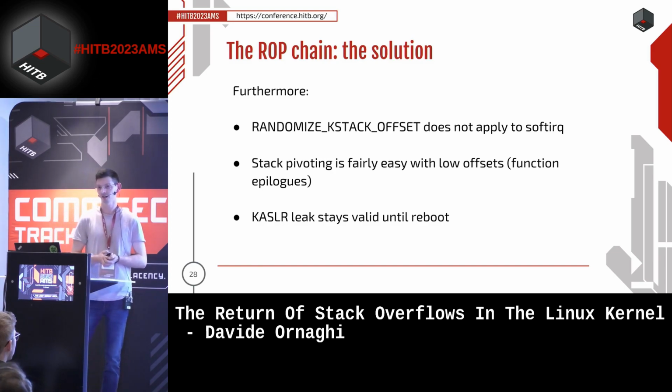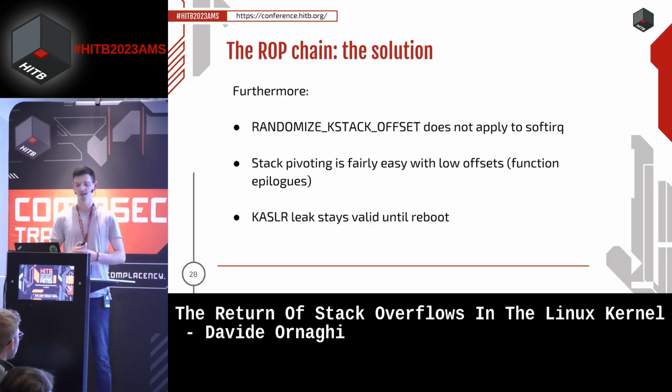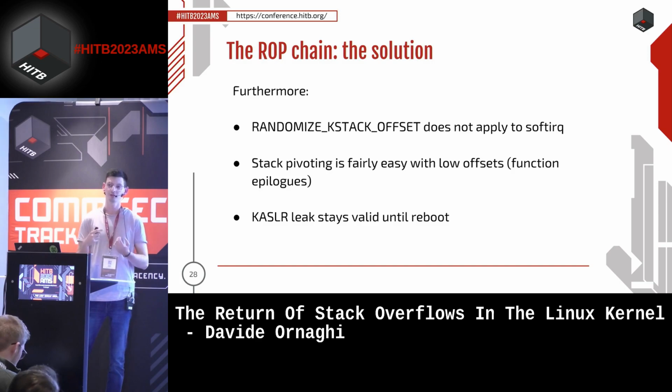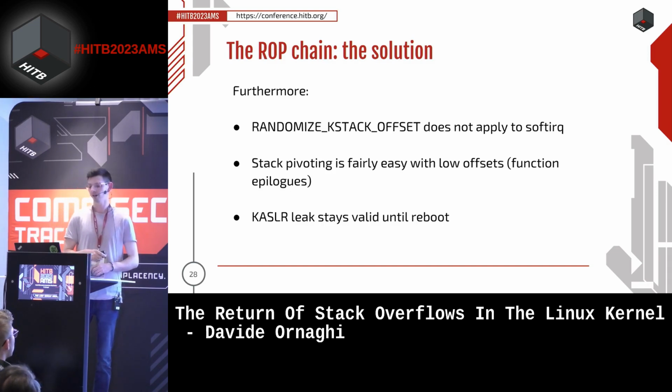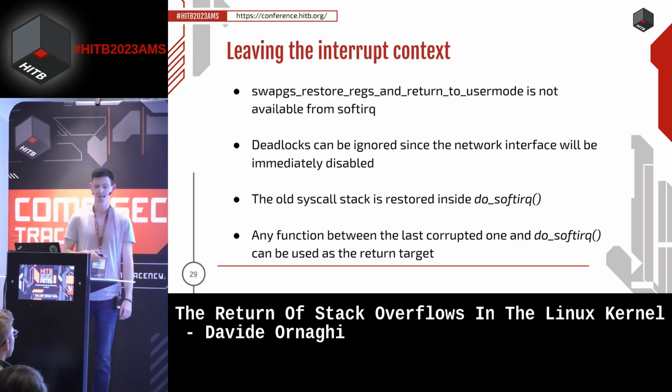We have the kstack offset that does not apply to the interrupt context, as we said before, so we're pretty happy with that. But stack pivoting is, of course, pretty easy with low offsets, because you can look for every function in the kernel, at a certain moment at the epilogue. You see, each function will have a different number of callee saved registers. So you have basically three primitives for pivoting the stack. If a certain function pops 10 registers and then the RBP and then rets, you can calculate the exact offset by which you will be increasing the RSP, and then KASLR leaks stay valid until reboot, because of course kstack offset is not influencing our payload.